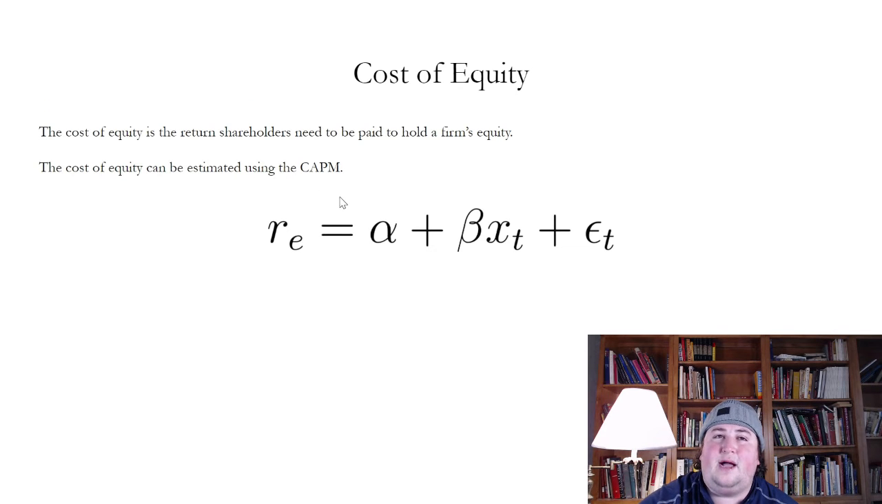And so you can go back and look at the video on CAPM, but what CAPM basically says is that the return on equity equals the risk-free rate, alpha, plus beta times the market return, where beta is typically the correlation of the return on equity with the market return, and then plus epsilon t. So this right here is just the CAPM.